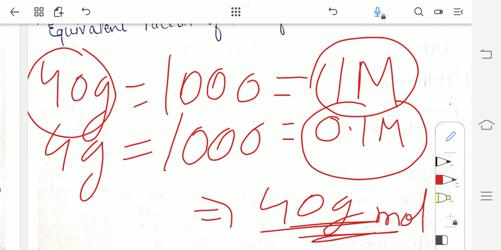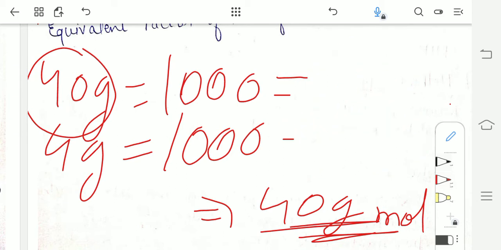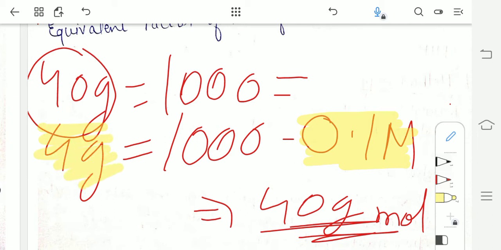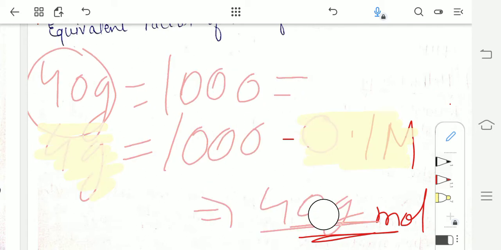Okay, so from here we have learned that when we have to prepare 0.1 molar solution, the amount of sodium hydroxide which we need will be 4 grams. Okay, so here we have prepared our molar solution. Now let us move forward towards the preparation of the normal solution.